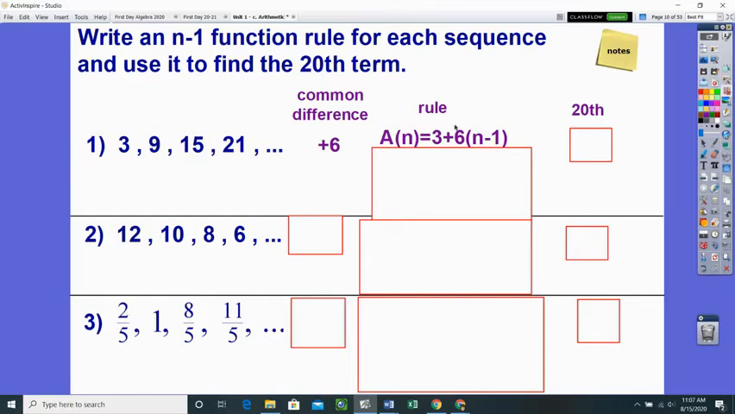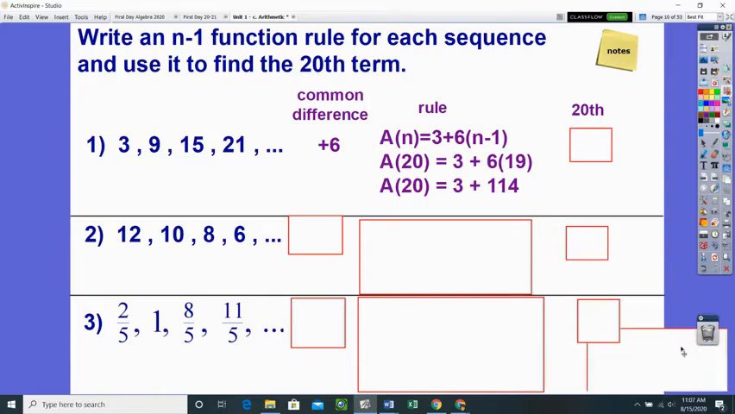Now that should be able to get you any term, but we want the 20th. We want a of 20. So you're going to put 20 in for n and do the math. Make sure you're using your order of operations correctly. Parentheses, then you're going to multiply, then you're going to add. And did you get that the 20th term was 117?